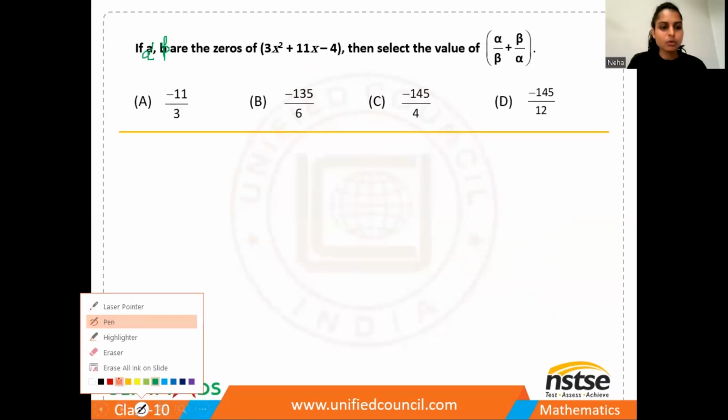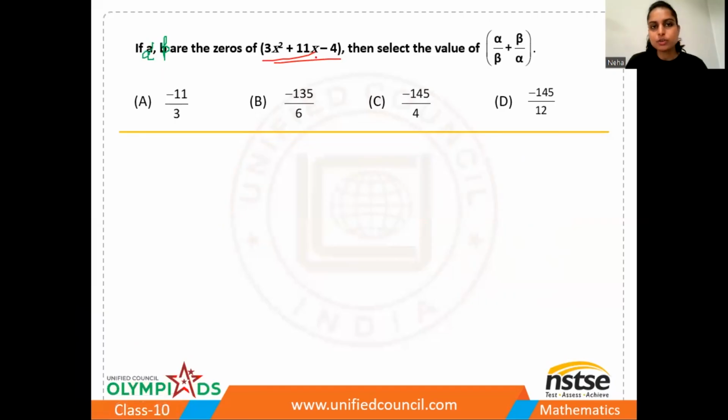Okay. So alpha and beta are two zeros of this quadratic equation, 3x square plus 11x minus 4. Basically one quadratic equation is given, and the zeros are given. So what we do in this case, we just find out the sum of the zeros and the multiplication of zeros. The sum of zeros, that means alpha plus beta, is nothing but minus b by a.